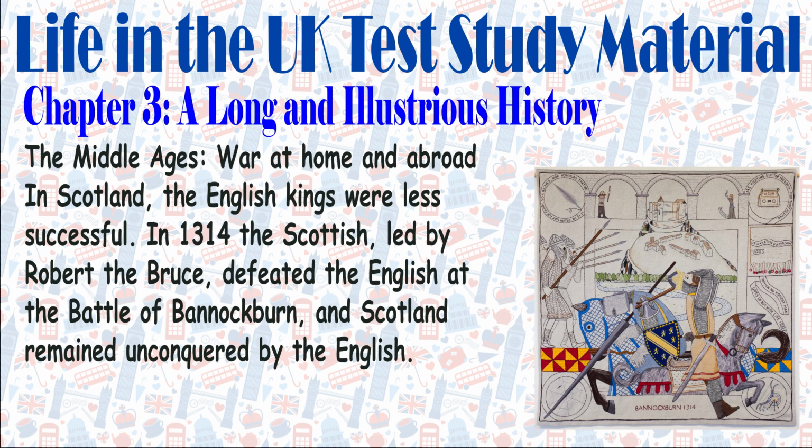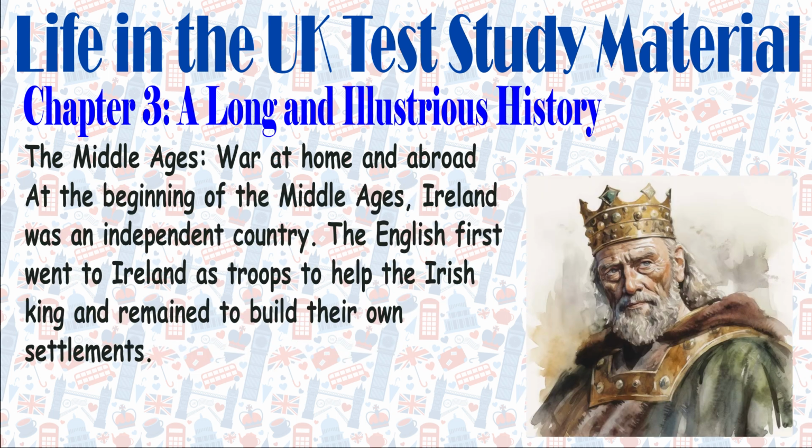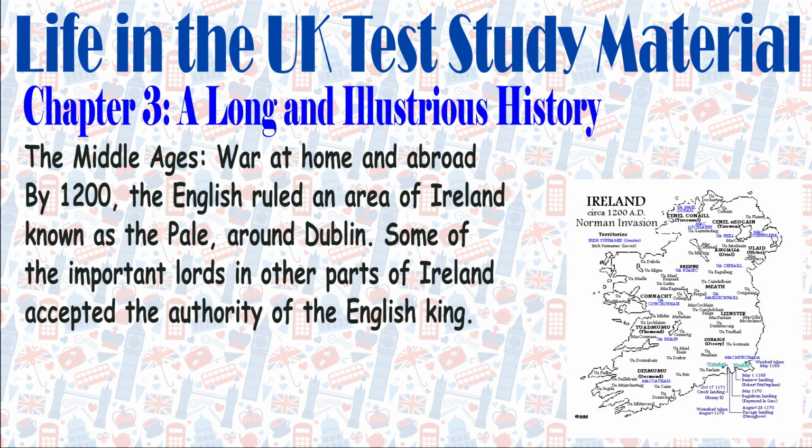In Scotland, the English kings were less successful. In 1314, the Scottish, led by Robert the Bruce, defeated the English at the Battle of Bannockburn, and Scotland remained unconquered by the English. At the beginning of the Middle Ages, Ireland was an independent country. The English first went to Ireland as troops to help the Irish king and remained to build their own settlements. By 1200, the English ruled an area of Ireland known as the Pale, around Dublin. Some of the important lords in other parts of Ireland accepted the authority of the English king.